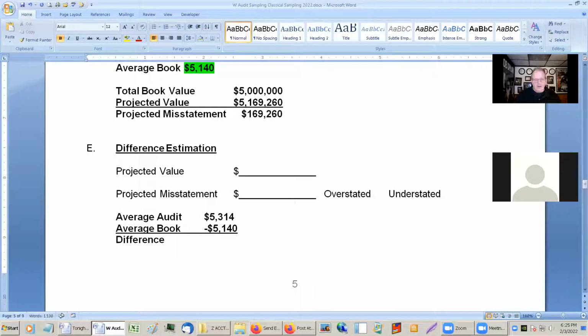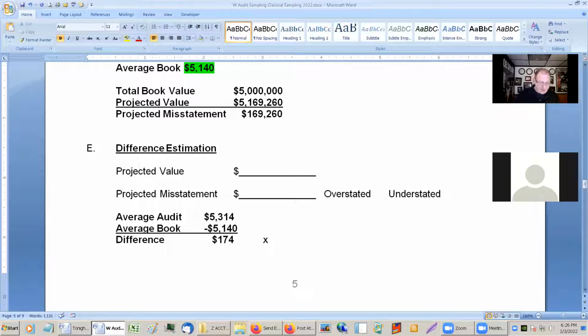So the difference here is... the amount, I don't know quite yet. $174. Yeah, I think that's it. Okay, so this is the difference. Now, here's what we do with this difference.